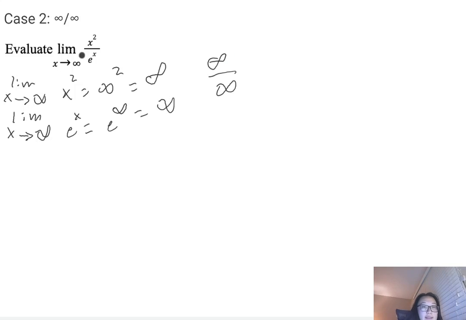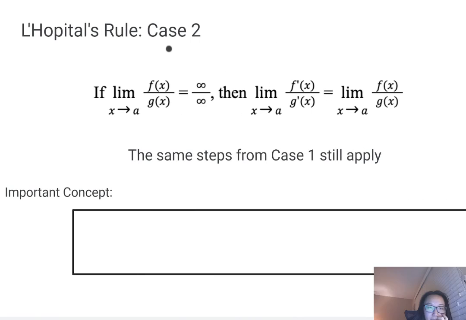Notice how this infinity over infinity looks very similar to our first case, which is just 0 over 0. Again, this is also another indeterminate form that L'Hopital uses. So in this case, it states that if the limit as x approaches a of f of x over g of x equals infinity over infinity, then the limit as x approaches a of f prime over g prime equals the limit as x approaches a of the original function.